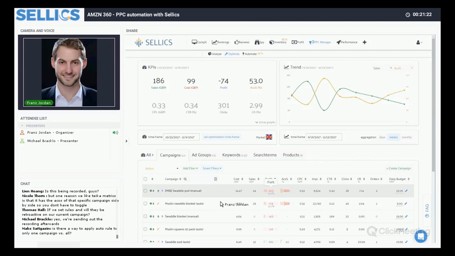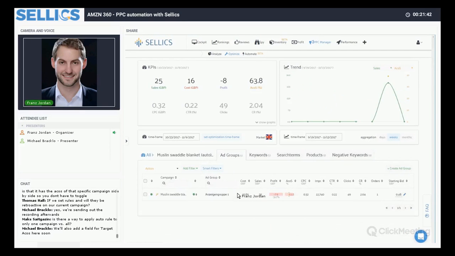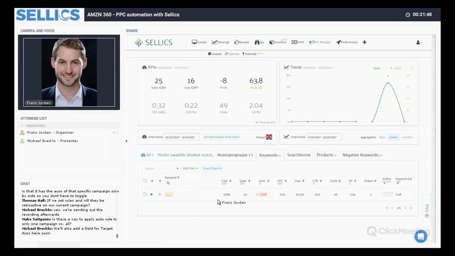So that's a feature, because there were some questions coming. And then another functionality that is quite handy is how you can move campaigns from an auto into a manual campaign. Here you can see this is an auto campaign indicated by this little icon. If we click on this auto campaign, we get onto the ad group level. Again, if we click on the ad group, we get onto the search keywords. Now this is an auto campaign, so there are no keywords, there are only search terms.